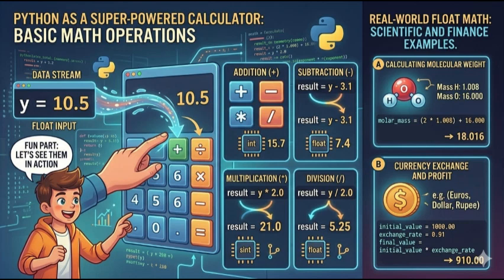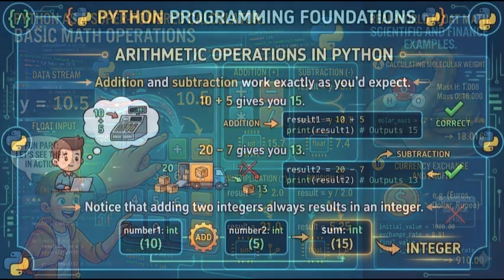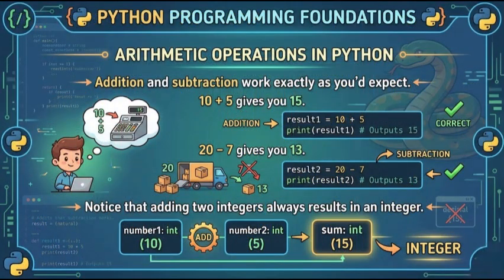Now for the fun part, basic math operations. Python is essentially a superpowered calculator. We use standard symbols, plus, dash, asterisk, and slash. Let's see them in action. Addition and subtraction work exactly as you'd expect. 10 plus 5 gives you 15. 20 minus 7 gives you 13. Notice that adding two integers always results in an integer.